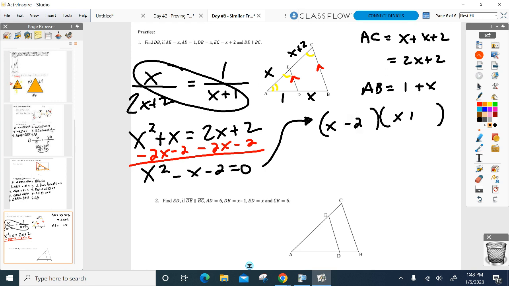Good job. x minus 2, x plus 1 equal to 0. Set each of your factors now equal to 0. x equals 2 and x equals negative 1.